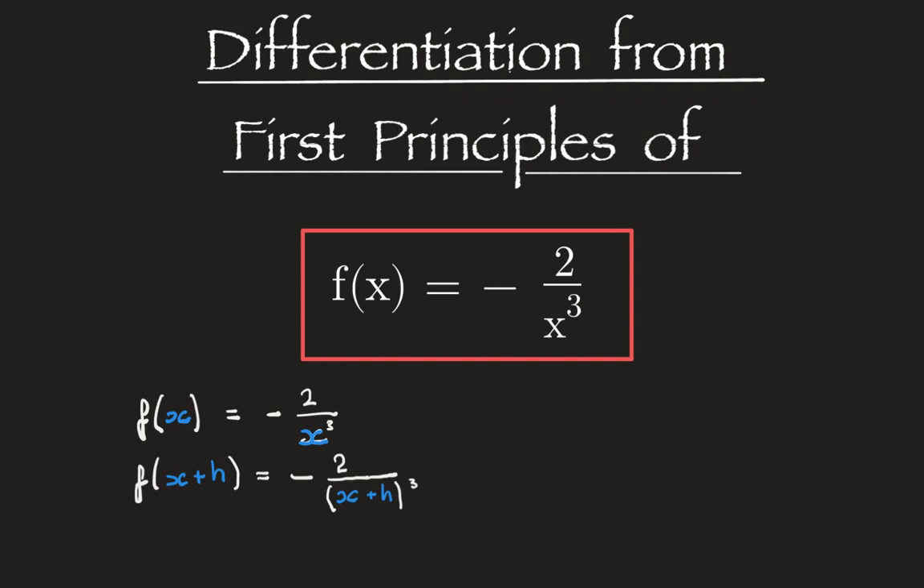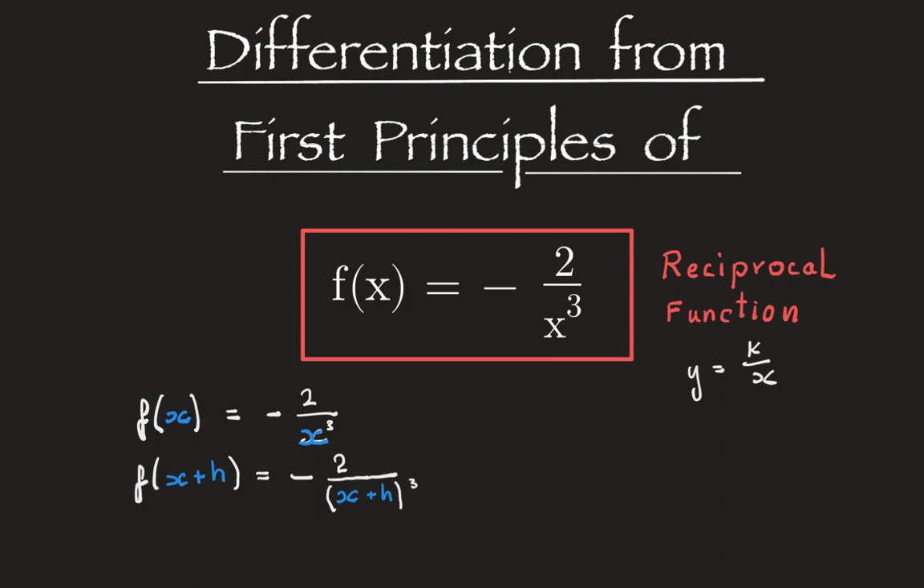This is an example of a reciprocal function. A reciprocal function is usually an equation that's denoted by y is equal to k over x, where k is just a constant. And when graphed, it usually forms a hyperbola.